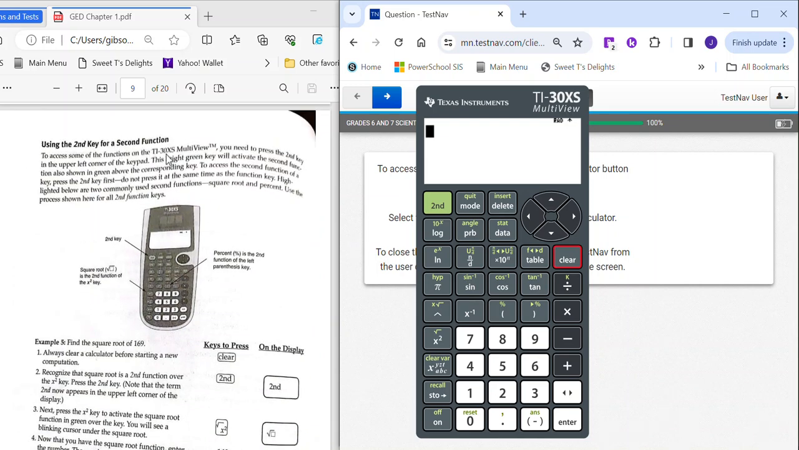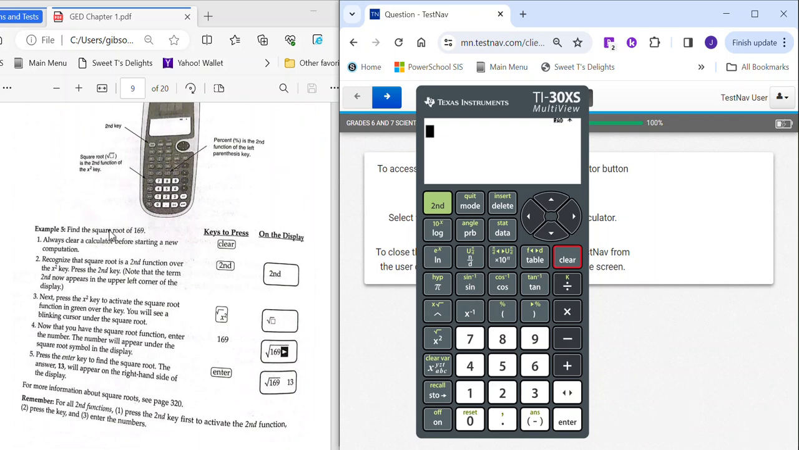It says use the second key for a second function. To access, so what happens is when you use the second key, these values that you see up here on top of the words like quit, insert, 10 to the x power, all of these, you have to press second first, then the key in order to access those. So that's just something for your FYI. So if they're asking for certain values, you have to make sure that you press the second key first, then this value.